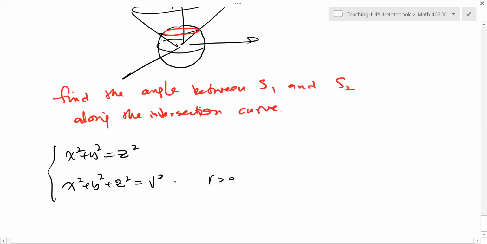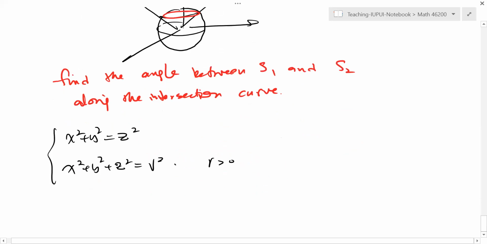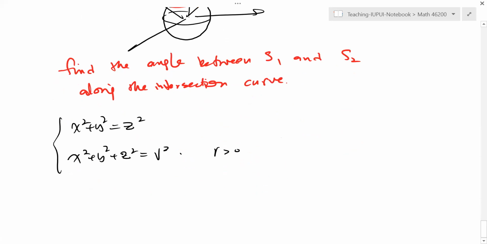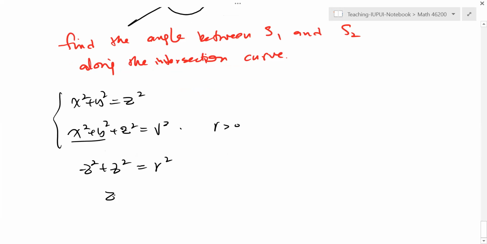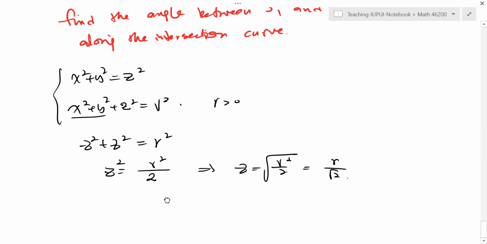Here r is a positive number, okay? r is the radius of the sphere. How can I solve it? First, I find the z. I replace x squared plus y squared, so my z squared is going to be r squared over 2. Since z is always assumed positive, it's r over square root 2. Okay, you determine z. x and y are not completely determined, right? But x squared plus y squared equals z squared, so it's going to be r squared over 2.